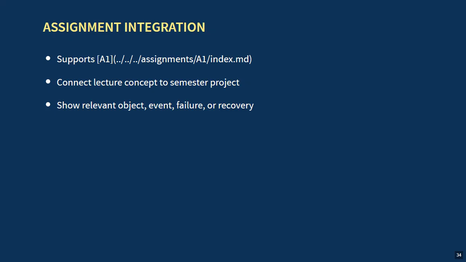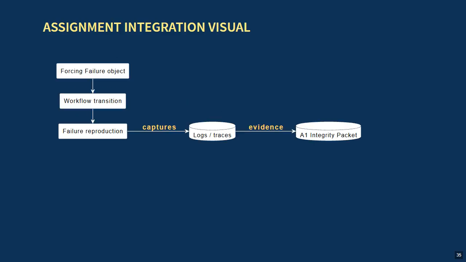This lecture aligns directly with Assignment 1. You are expected to connect the concepts we've discussed today with your semester project. Got it. We'll show how these ideas apply to our project? Yes. Outline the objects, workflows, events, and mechanisms pertinent to failure and recovery. This diagram connects the lecture to A1. The project object, workflow transition, reproduce failure, and supporting logs should all feed into the integrity packet explanation.